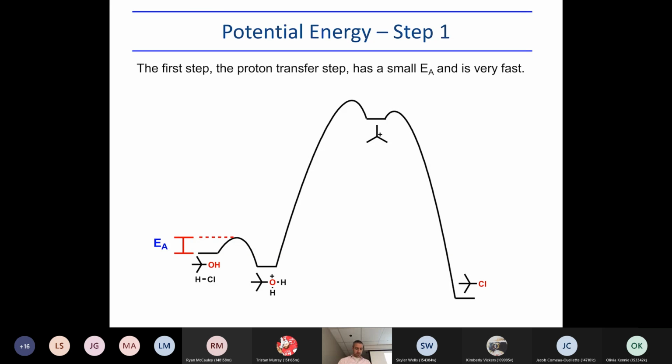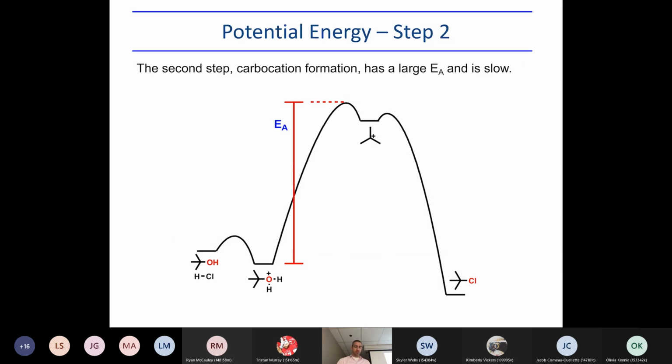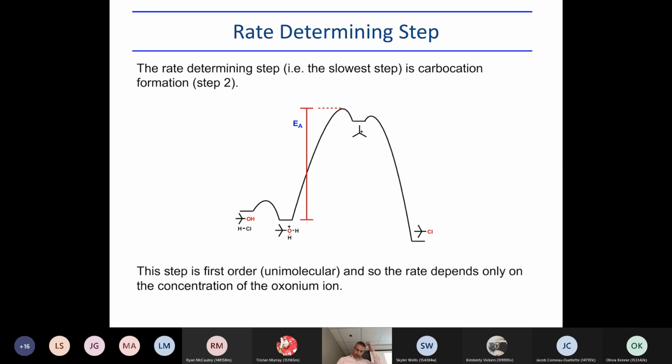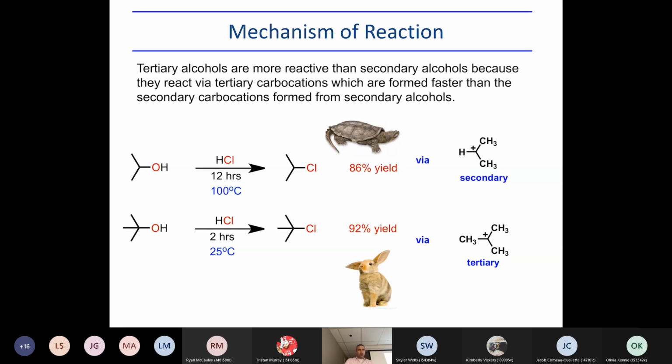Activation energy is small for the first step, large for the carbocation formation step, which makes it slow, and small for the nucleophilic attack step. So this is the rate determining step, as we mentioned, formation of a carbocation. That's why tertiary alcohols react more quickly than secondary alcohols. Because the slow step is making the carbocation, it's easier to make the tertiary carbocation than the secondary, so the tertiary alcohols react faster than the secondary alcohols.